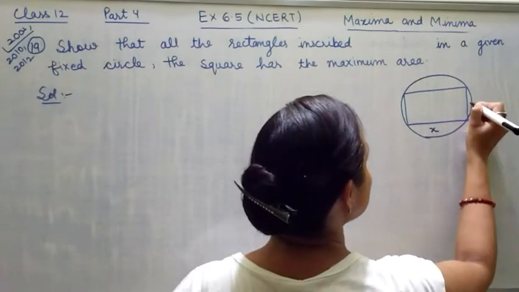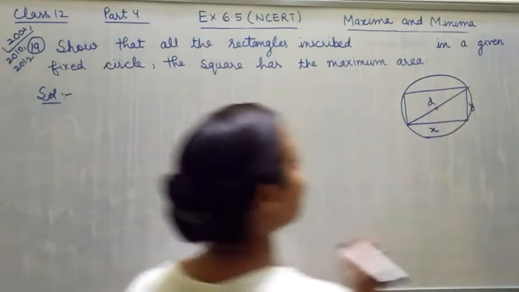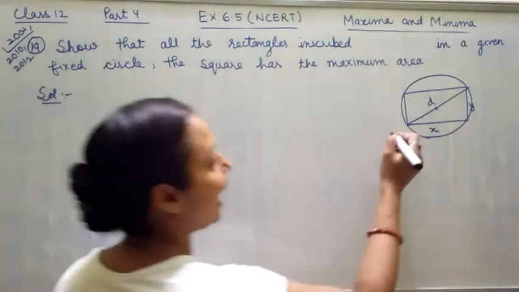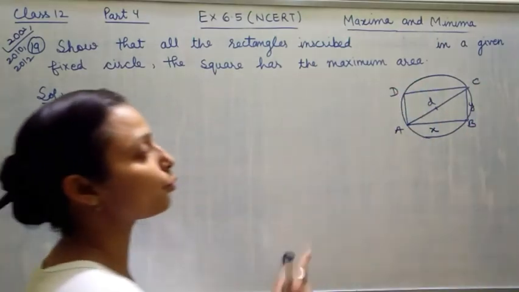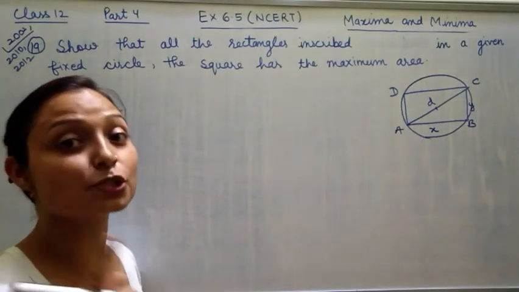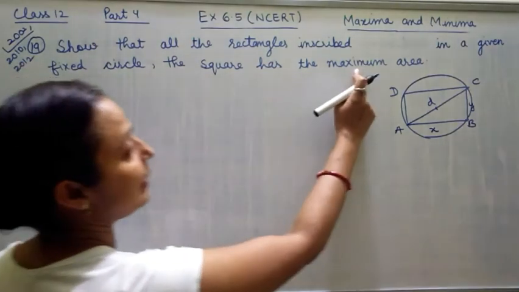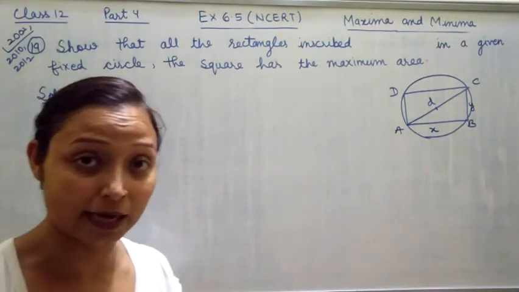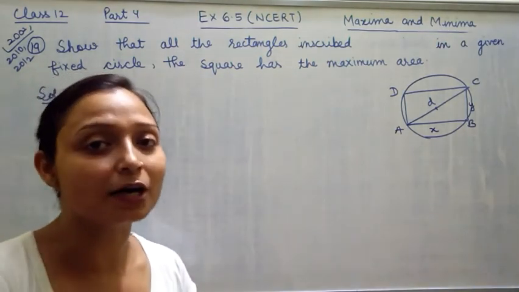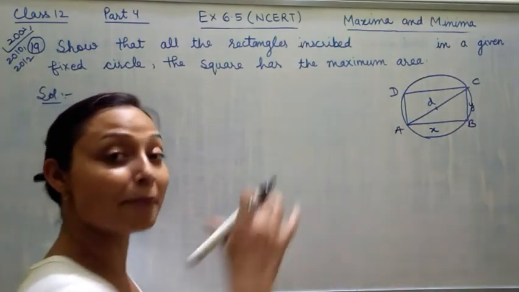I will take the sides as x and y, and the diagonal is d. That is the diameter of the circle. I will label the vertices A, B, C and D. I want to show that x is equal to y so that the area is maximum. First of all, we have to concentrate on the function of area, so that I can show it is maximum.